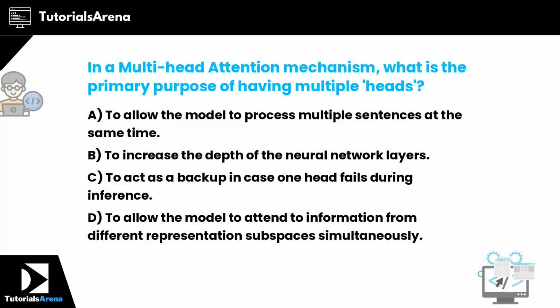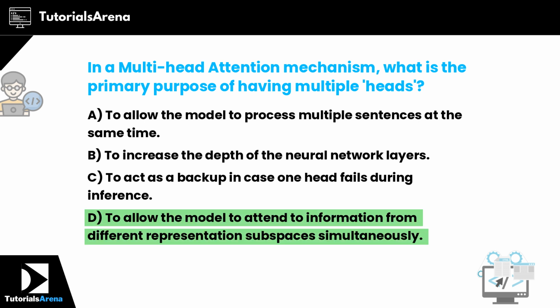In a multi-head attention mechanism, what is the primary purpose of having multiple heads? The correct answer is option D, to allow the model to attend to information from different representation subspaces simultaneously.